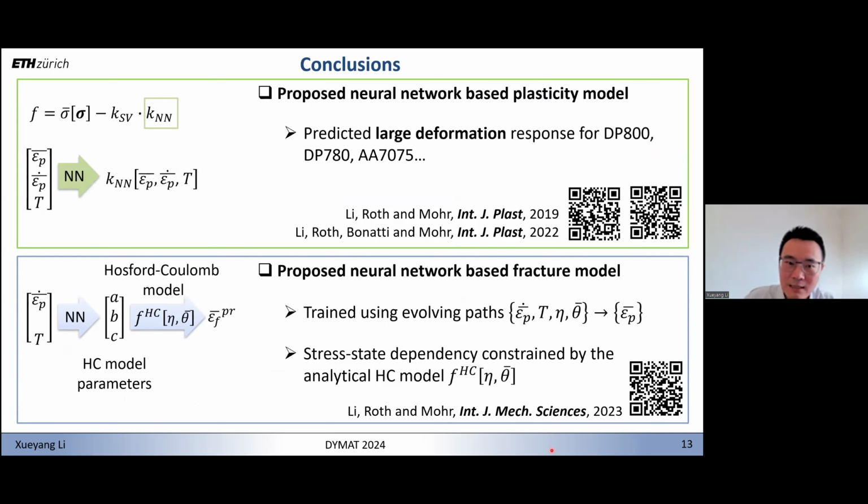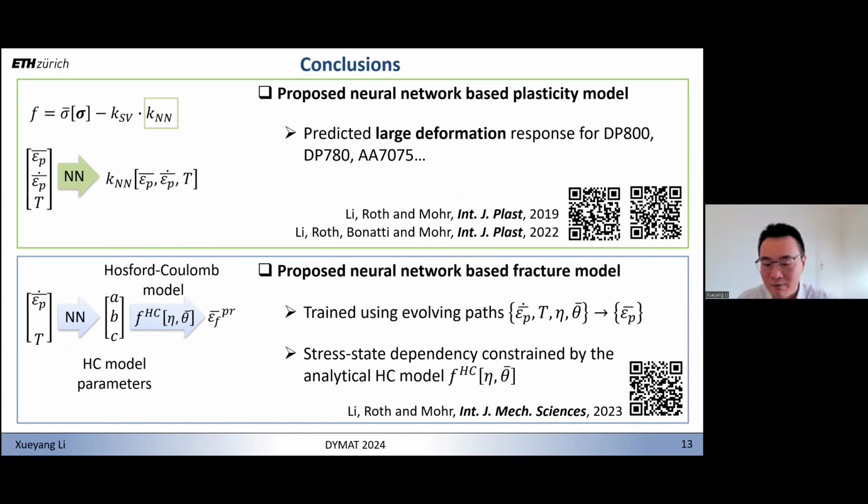For the first part, we had a look at the strain rate and temperature dependence of engineering metals. We started with DP steels, with non-monotonic temperature effects, but the model still works very well for large deformation in aluminum alloys. And results can be found in our 2 papers if you scan the QR code.